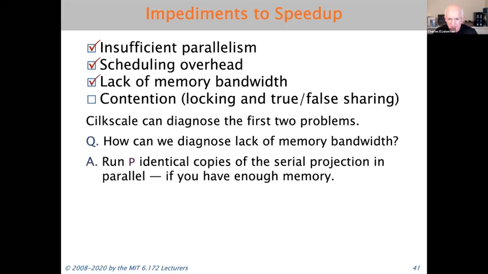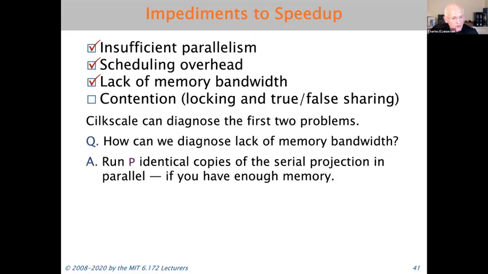So there's another strategy which sometimes works that doesn't require you to void your warranty, and that is to run p identical copies of the serial projection in parallel. If you have enough memory to do it, that tends to be the limiting factor. But sometimes you can isolate part of your code, and you can do that.